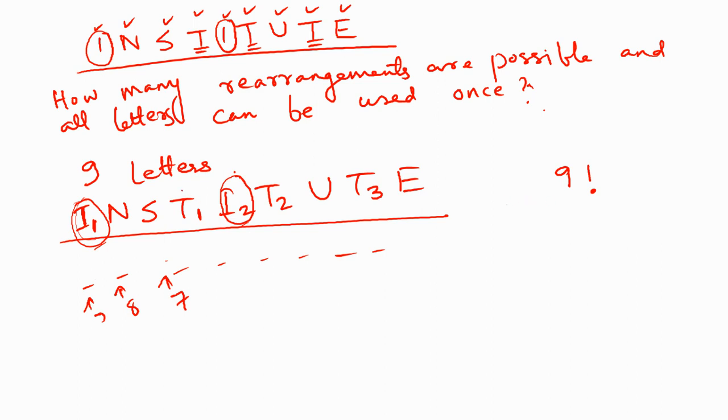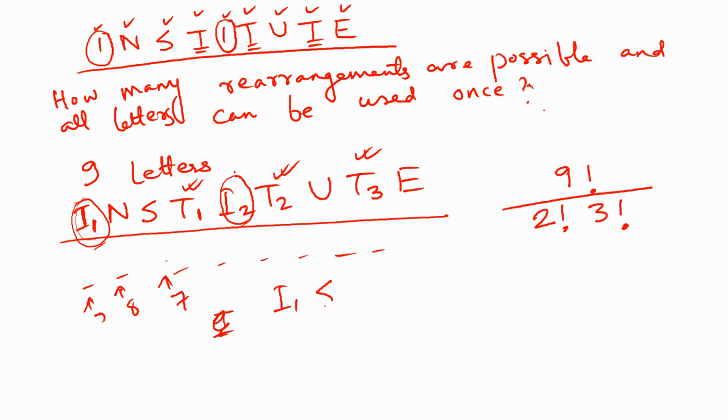And you see how many T's are there? One, two, three. So there are three T's. So basically it will be 3 factorial arrangements of the T's. So the overall number is 9 factorial, and we have to divide it by 2 factorial and 3 factorial. I hope you guys understood it, but I just want to give one example.